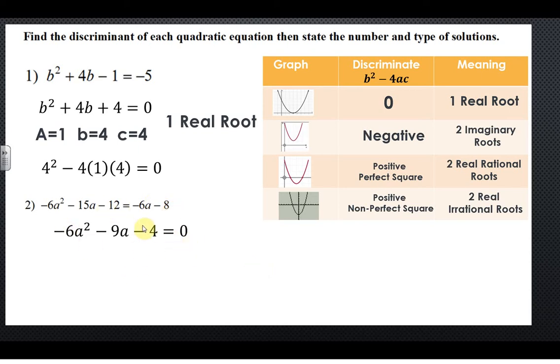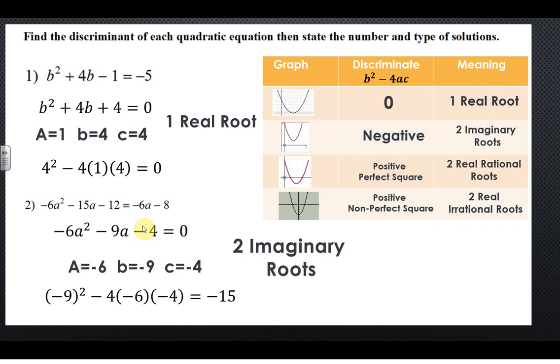For this one, you get everything over to one side, standard form, a, b, c. You do b squared minus 4ac, you get negative 15. A negative number, 2 imaginary roots.